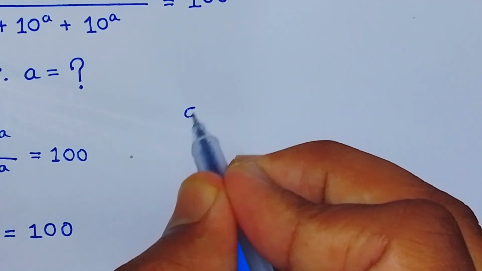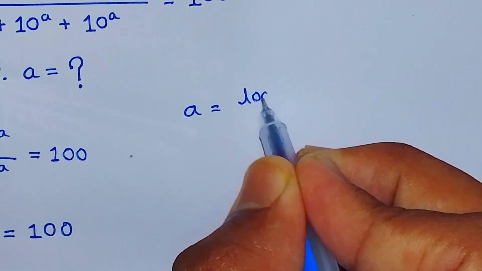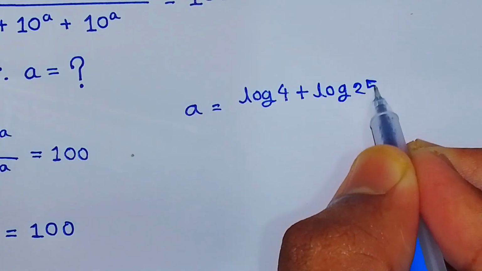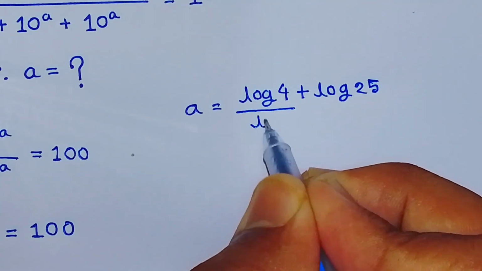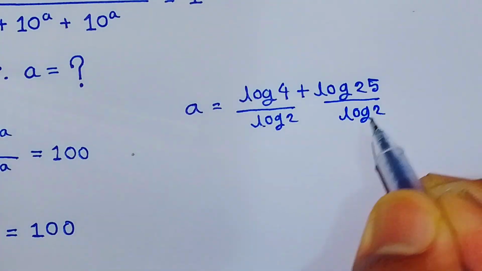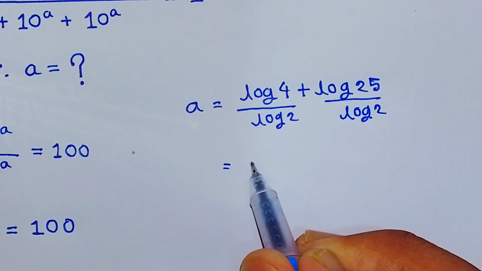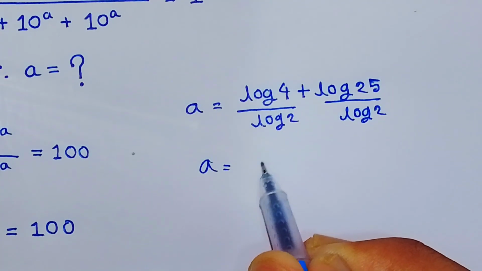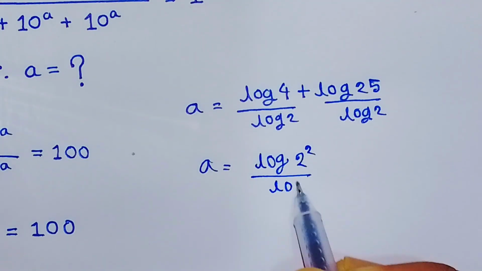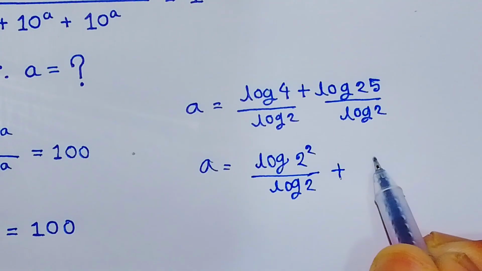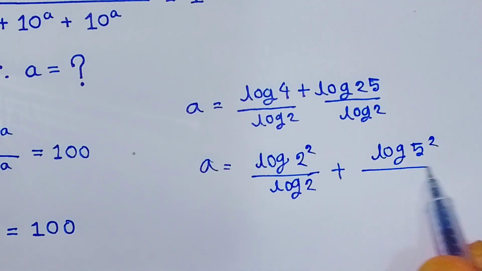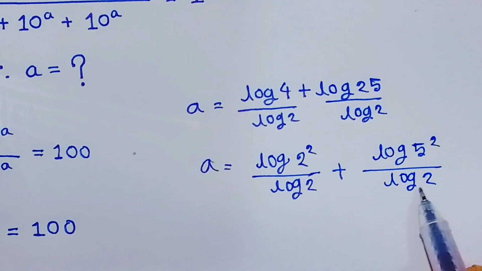So after this equation we can simplify here, a equals log 4 plus log 25. We have to divide both sides by log 2. Then simplifying this equation, we'll get a equals log of 2 times 2 squared, divided by log 2, plus log 5 squared, divided by log 2.